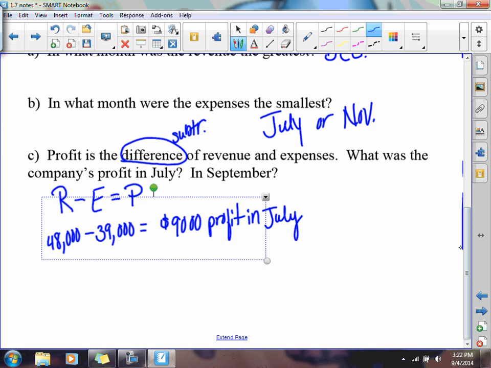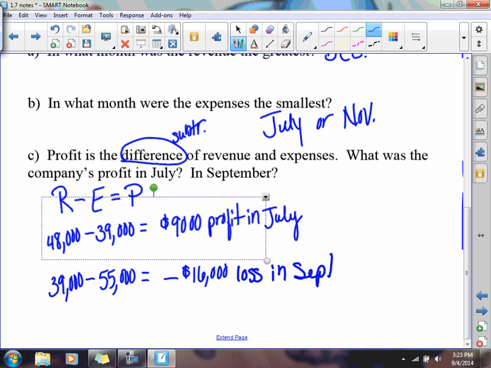Okay, so in September, we would have 39,000 for the company's revenue, and then we have to subtract the 55,000 for their expenses. So that's going to give us a negative value. It's going to be negative $16,000. So that's not actually a profit, that's a loss in September. So September wasn't a good month for this company because they lost $16,000.